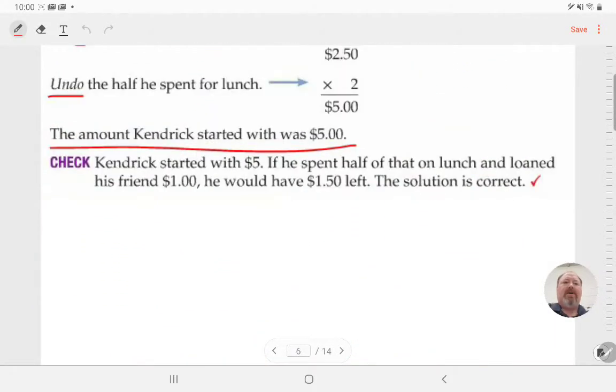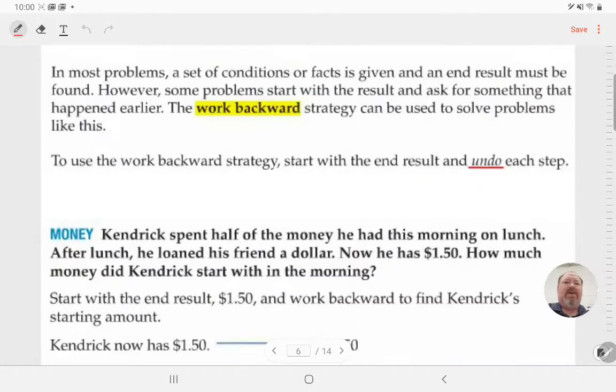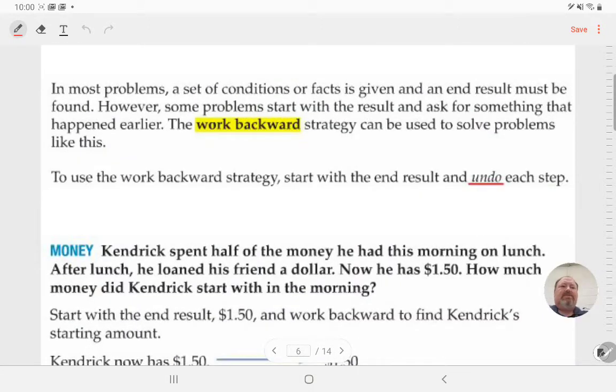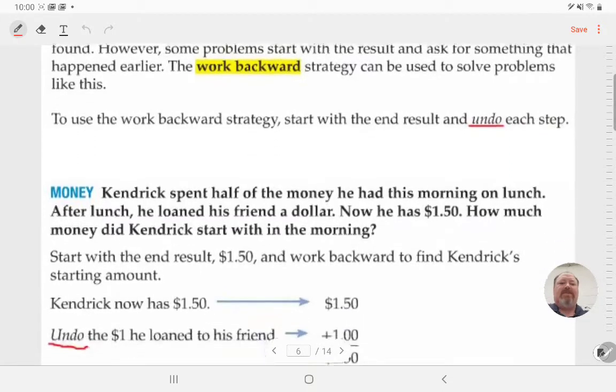All right. I believe there's another one. It's called work backwards. Okay? So this is basically when you're given the end result and they're wanting to know something like how much you started with. Okay? So you can use the work backwards strategy to start at the end result and undo each step. So let's take a look.